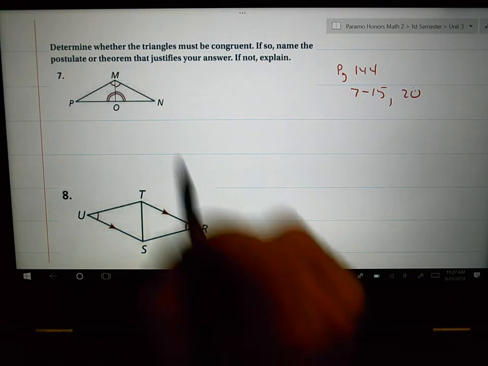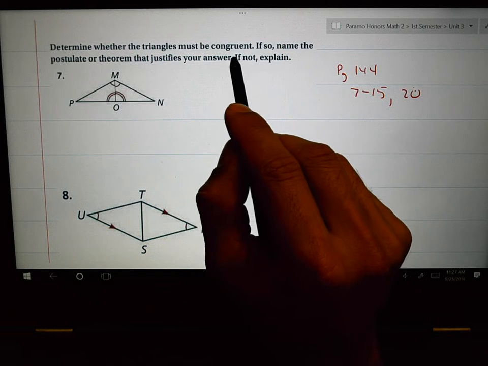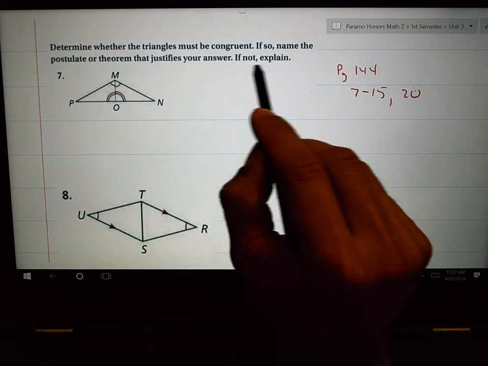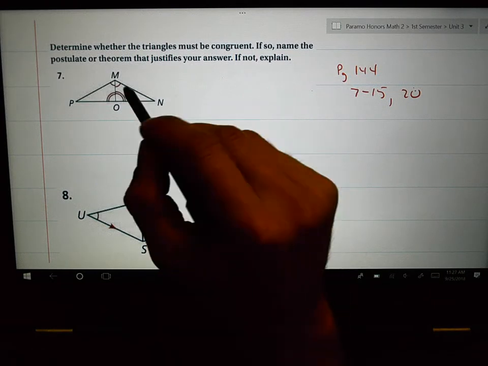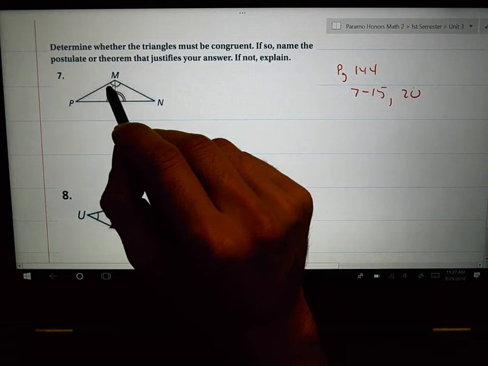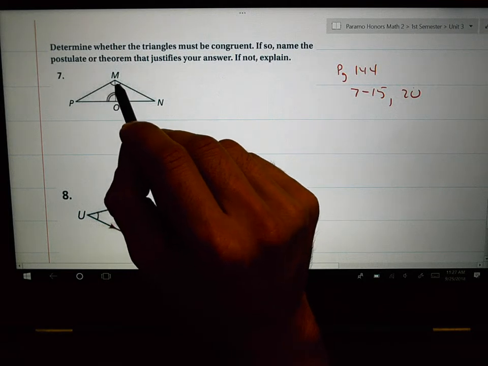And so here's what it says. Determine whether the triangles must be congruent. You're either going to say yes or no. If so, name the postulate theorem that justifies your answer. If not, explain. So you look at number 7. You have a single congruent arc. That's an angle. Congruent to a single congruent arc. That's another angle. That's an angle is the same.